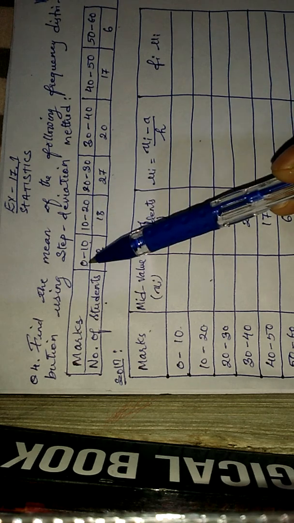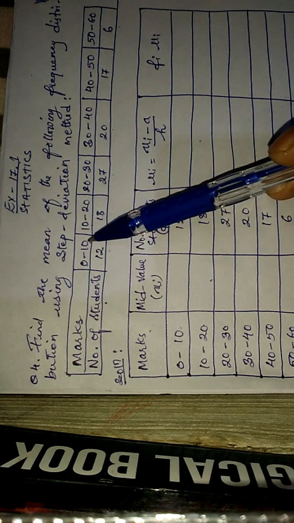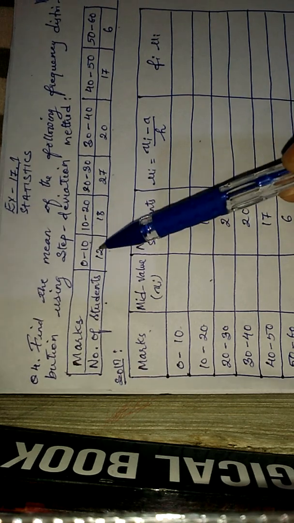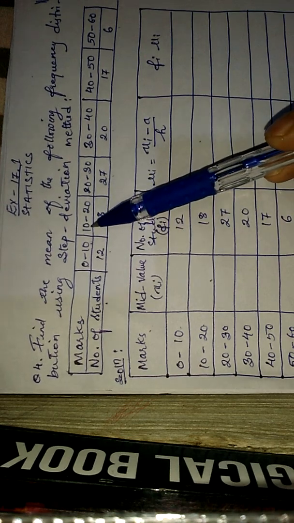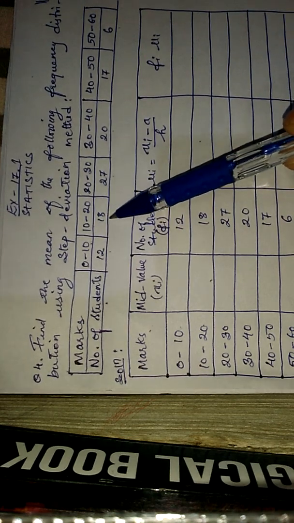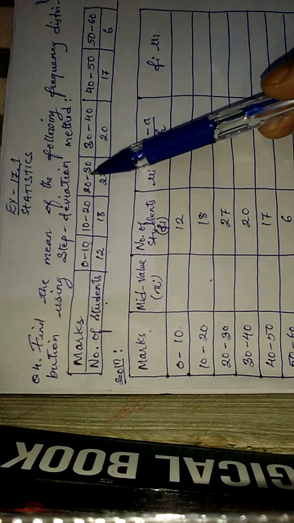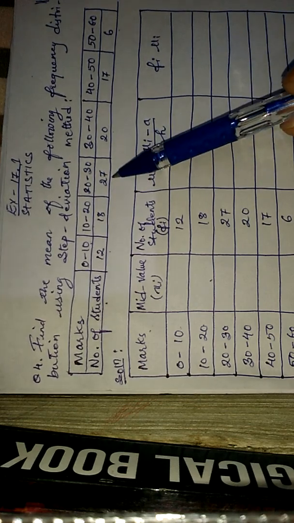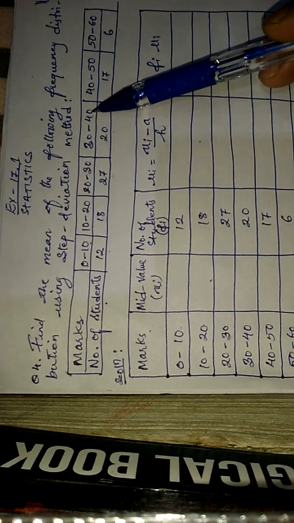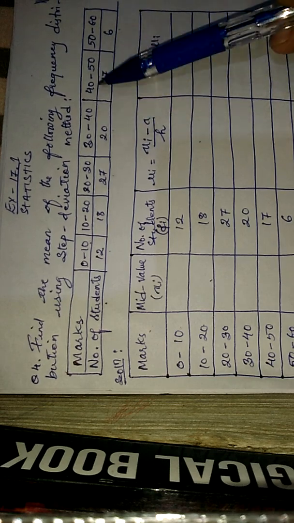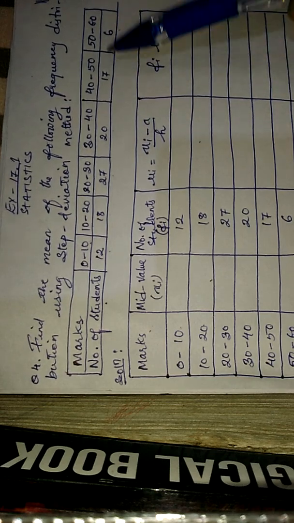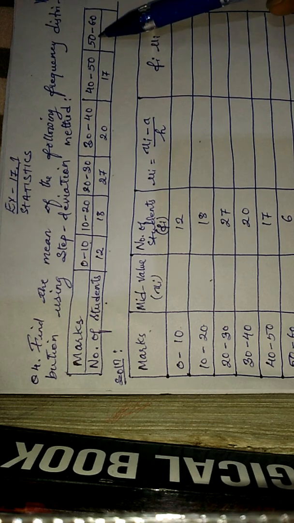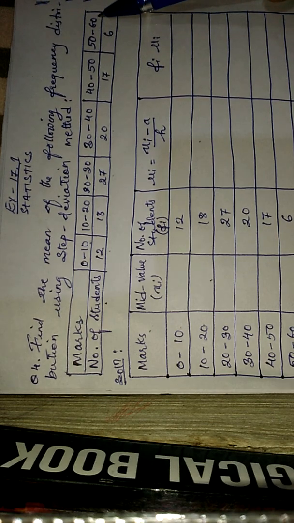The first class interval is 0 to 10 and the frequency is 12. 10 to 20, frequency 18. 20 to 30, frequency 27. 30 to 40, frequency 20. 40 to 50, frequency 17, and 50 to 60, frequency 6.